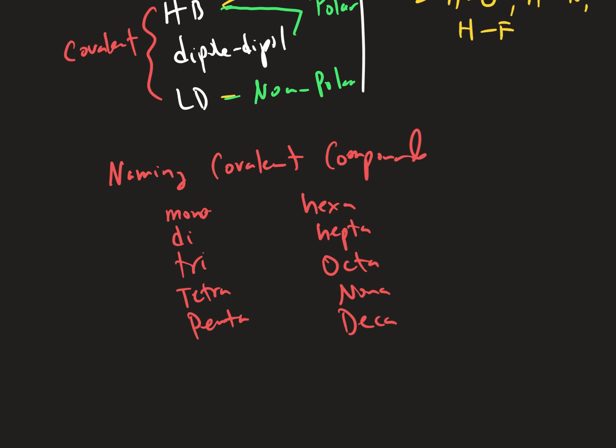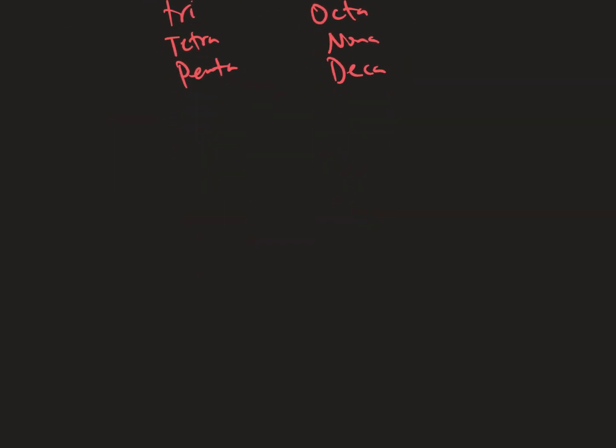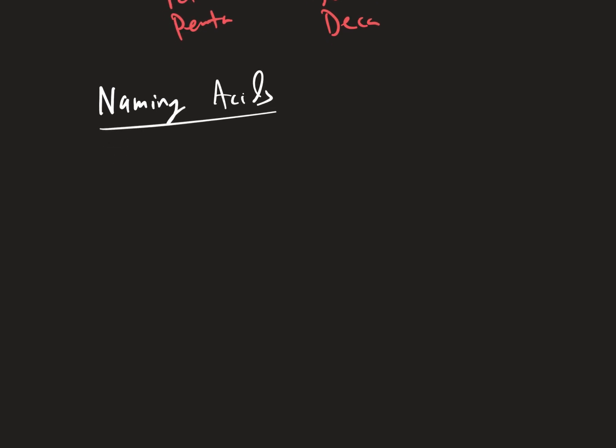Do you know how to name acids? Yeah, let's do it. So acids, there are 2 types. We got binary and we got oxyacids.